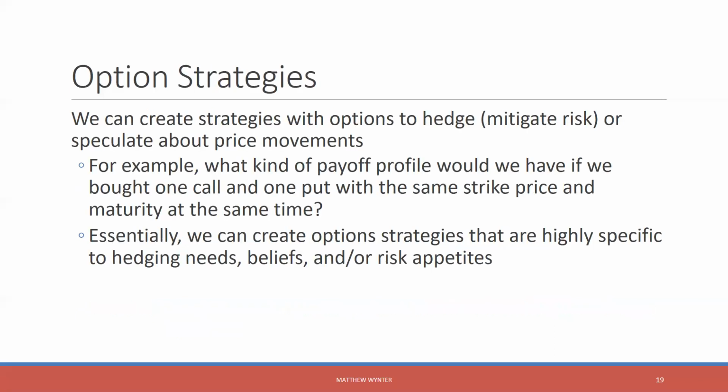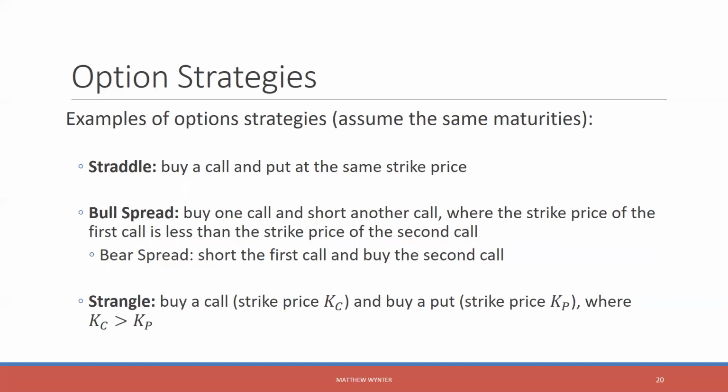What we're now going to do is look at some different option strategies. So we can create ways of hedging risk or mitigating risk, or ways of speculating. For example, what kind of payoff profile would we have if we bought one call and one put with the same strike price? And we're going to assume everything has the same maturity. So let's look at some different option strategies. The one we just mentioned is called a straddle.